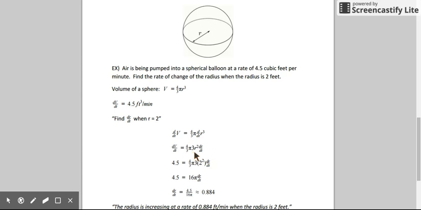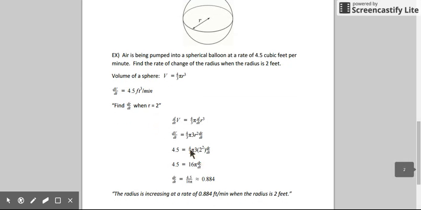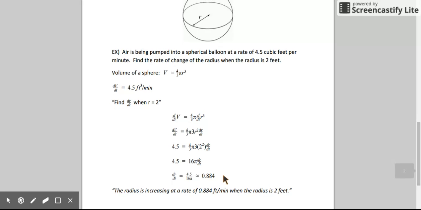And we know what r is. At this exact moment, it's 2. And we know what the change in the volume is. We know what dV/dt is at this exact moment. So substitute 4.5 there. And then we're solving for dr/dt. So simplify the right side. Multiplying by 3 and dividing by 3 is just going to cancel those. So we have 2 squared, which is 4, times 4, which is 16 times pi. So if I divide both sides by 16 pi, I can solve for dr/dt. So that's approximately 0.884, rounding to 3 decimal places.